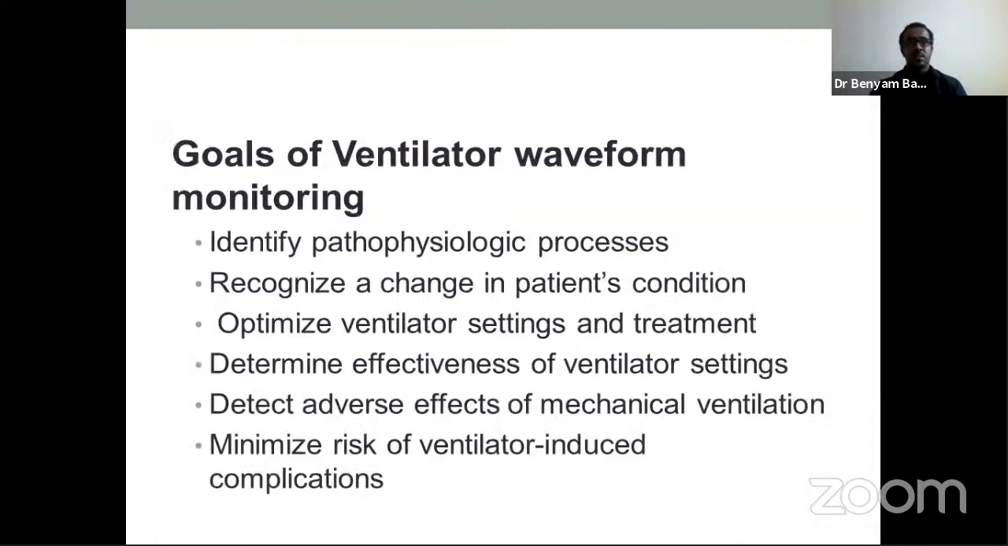After this discussion, our goals would be to identify the pathophysiologic processes that can be recognized on the ventilator waveforms, recognize changes in patient condition, and optimize the ventilator settings and treatment of the problems that we identify on waveforms, to detect the adverse effects of mechanical ventilators on the lung, and to minimize ventilator-induced complications. We will achieve that by analyzing and monitoring the ventilator waveforms.